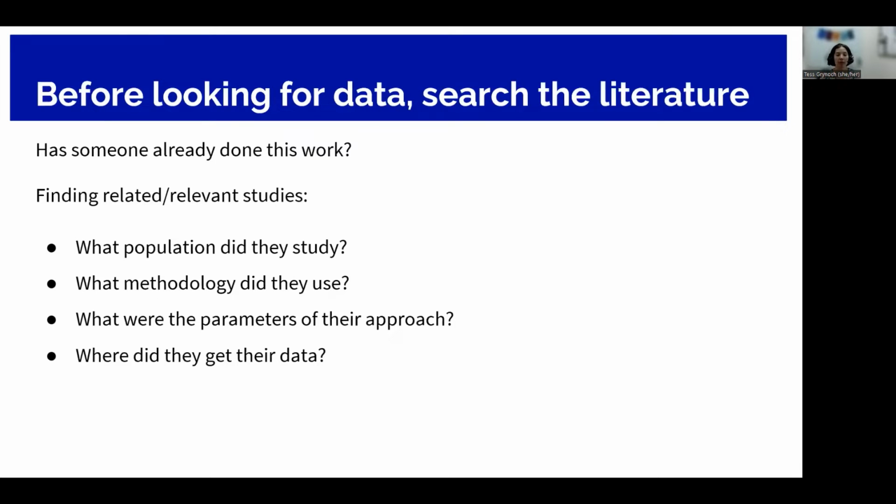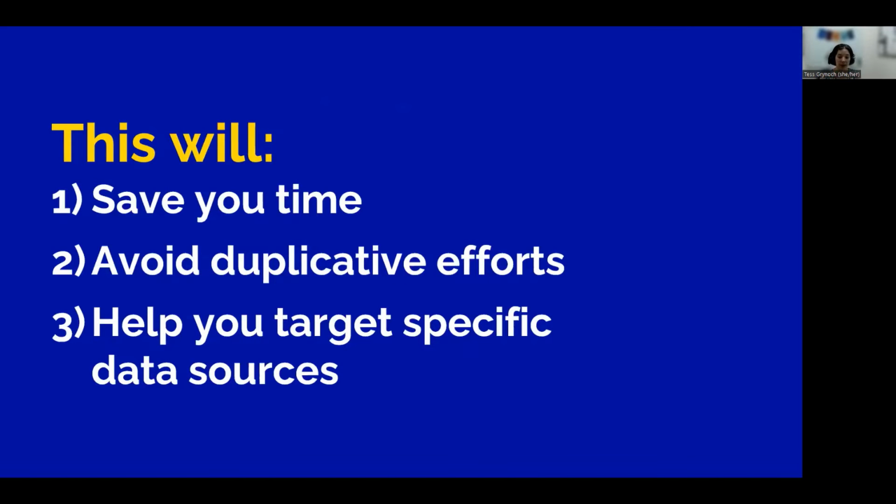And before you start looking for data, search the literature. Has someone already done this work? And when you find related or relevant studies, look at what population they studied and the methodology they used and the parameters of their approach. And most importantly, where they got their data. This will save you time, avoid duplicative efforts, and help you target specific data sources.